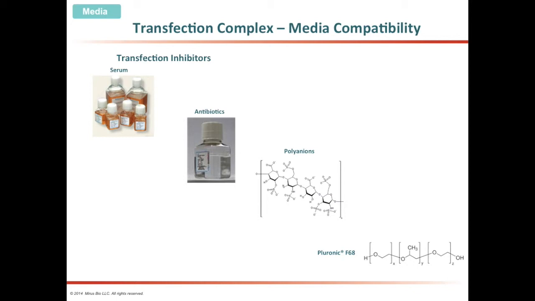Certain transfection applications require surfactants, such as Pluronic, for long-term growth and increased protein yields. However, these can inhibit transfections at high concentrations and should be avoided altogether during complex formation.